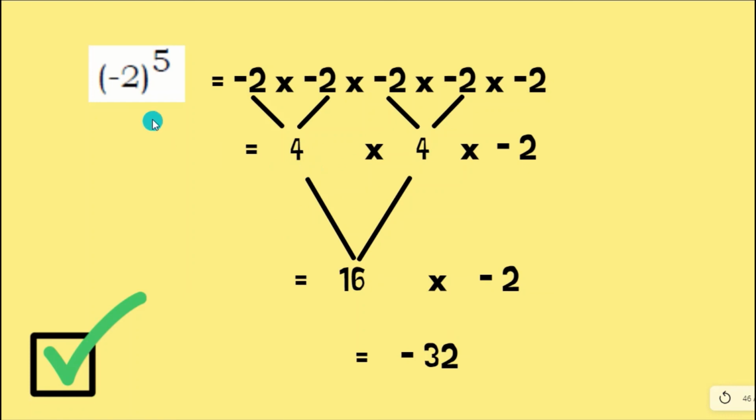So be careful if the base is a negative number, because if you calculate this in a wrong way, for example, you made this 4 as negative, your answer will not be negative 32. It will be positive 32, and it will be a wrong answer, okay? Because a positive number can never be a negative number. They are different from each other even though they are both 32, okay? So be careful.